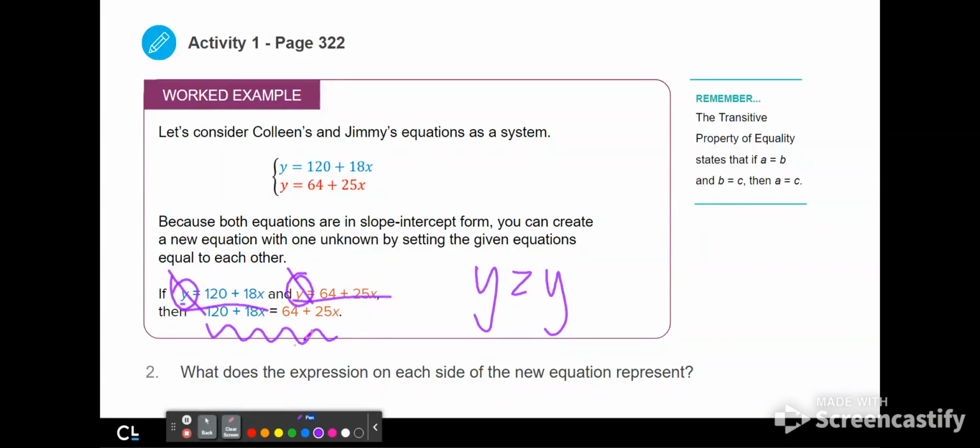So it says, what does the expression on each side of the new equation represent? So we want to find out when Colleen is equal to Jimmy. What are we saying about Colleen and Jimmy? What's going to be equal? Well, it's going to be the money in their bank account.